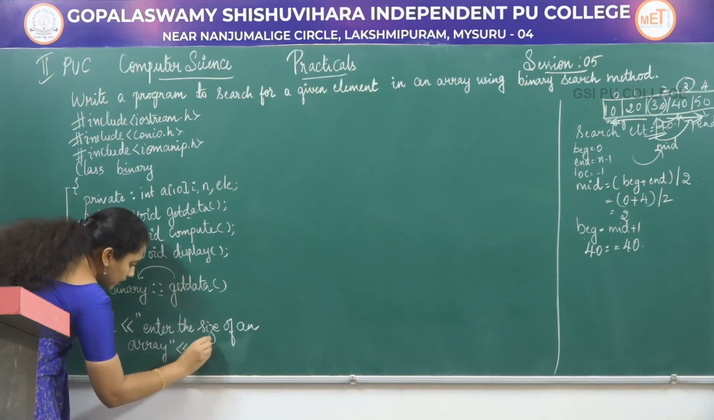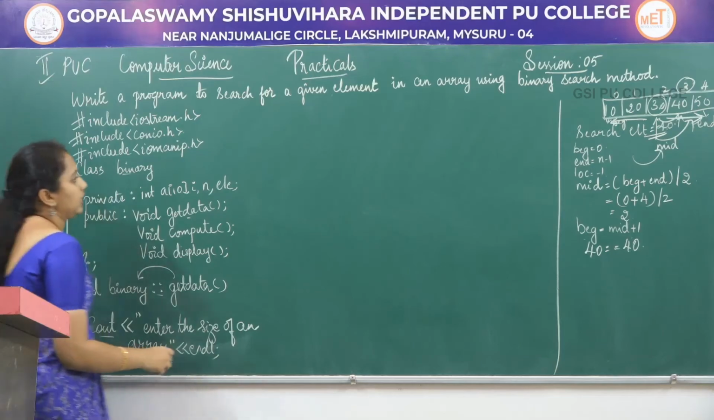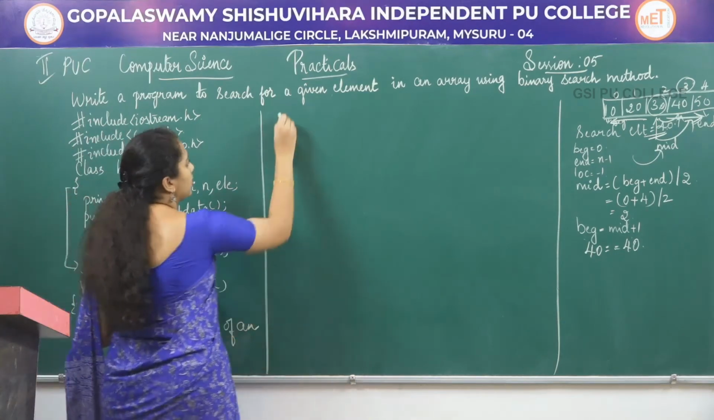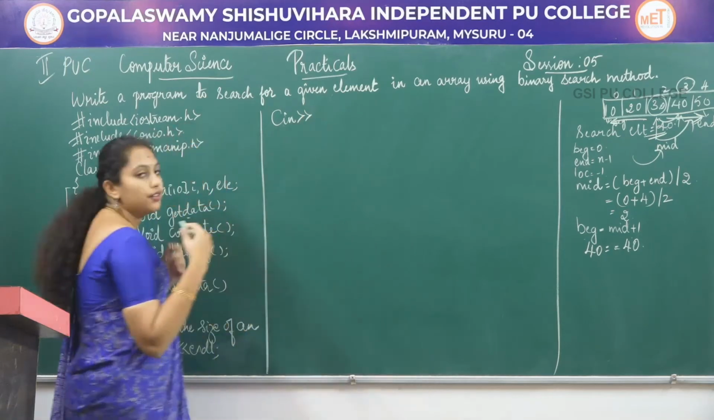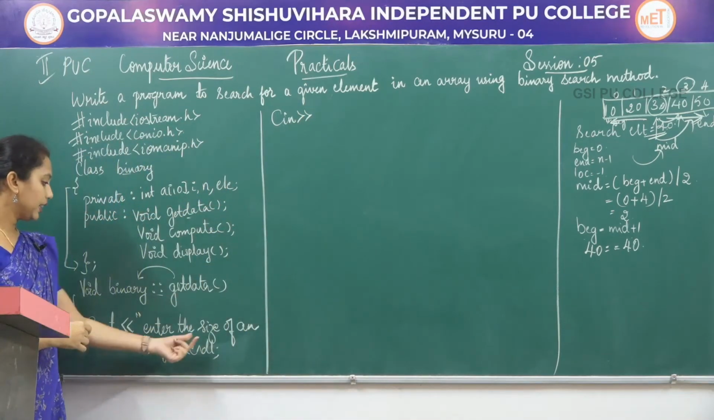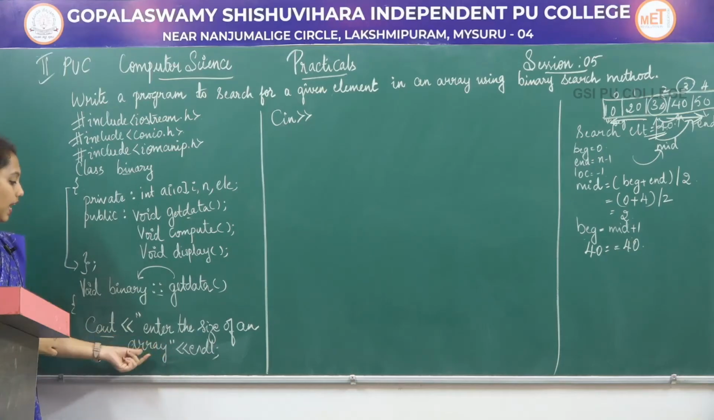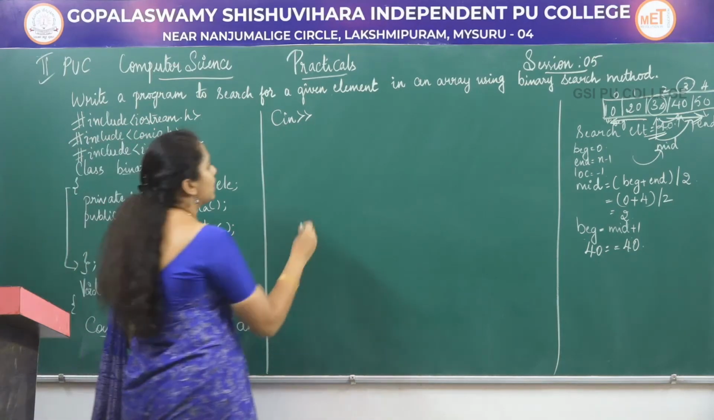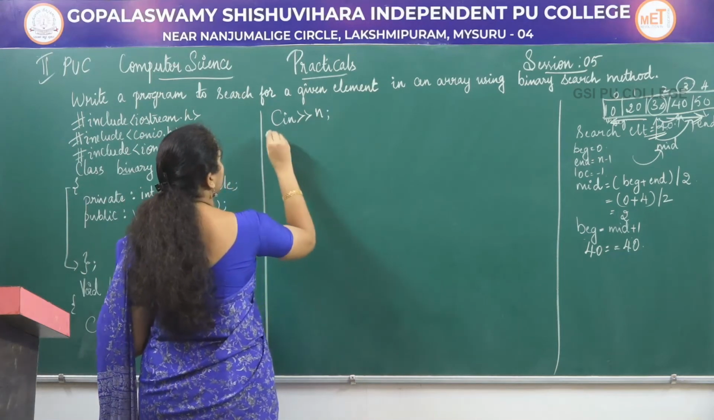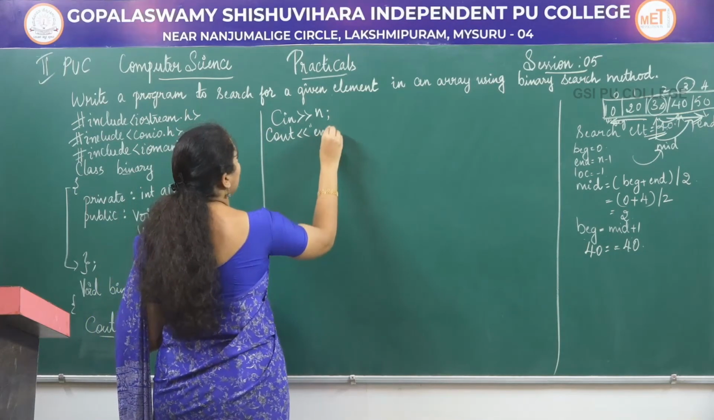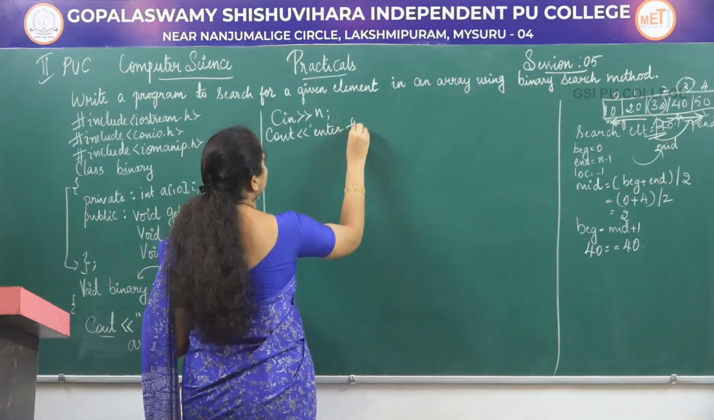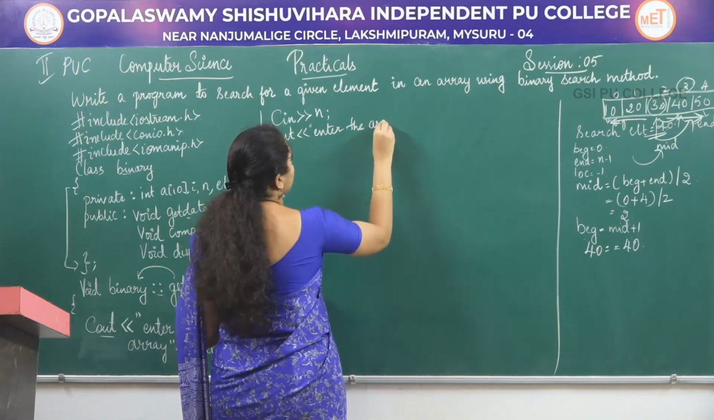Endl represents the end of the line. Using cin statement, I am going to extract the value of this statement. That is, I enter the size of an array. So the size of an array is n. Next, enter the array elements.